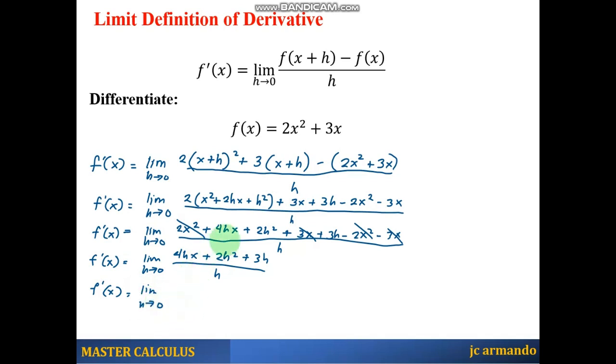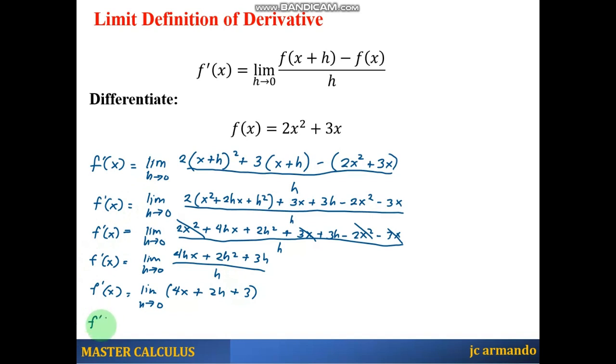We can just divide by h. 4hx divided by h, so the h cancels. This becomes 4x, right? 2h squared divided by h. So h squared divided by h is h. So 2h. 3h divided by h, h cancels. We have 3. No more h in the denominator since we already divided. So that's it. Then we can now evaluate.